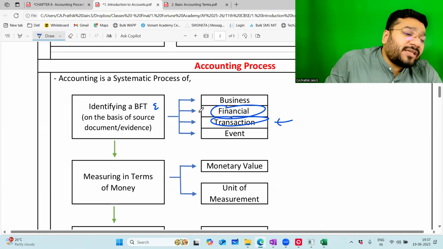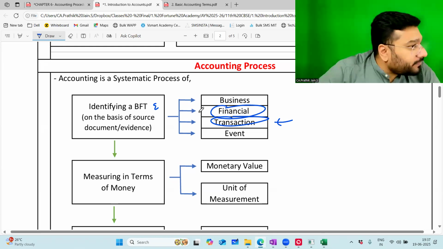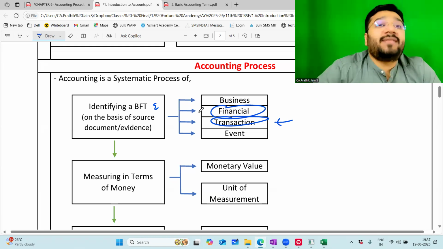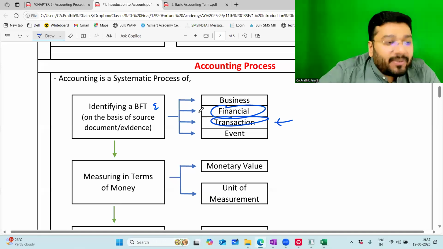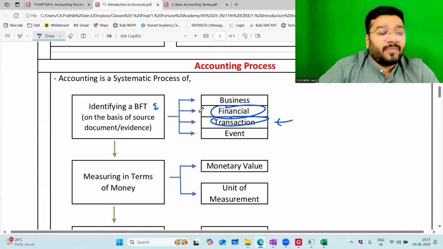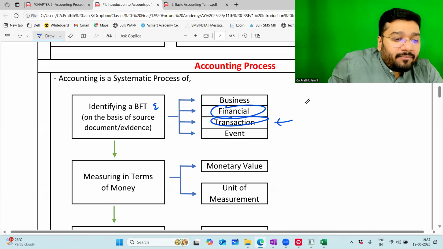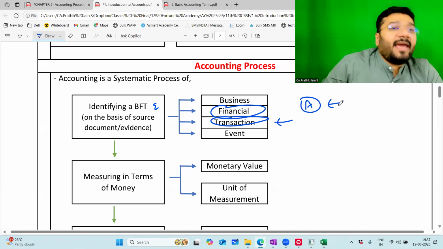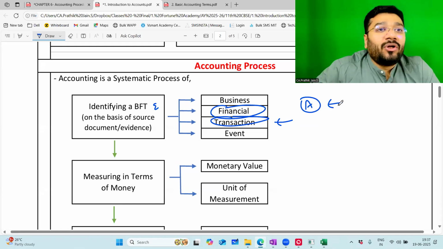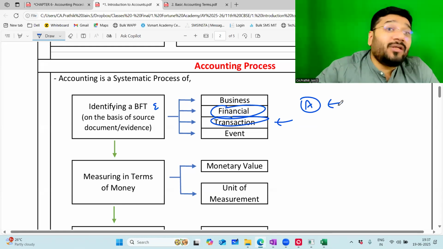Is every transaction recorded in the books of accounts? The answer is no. Only those transactions which have some financial value, some monetary value to them, that alone I'll be recording in the books of accounts. So can I give an example? There is one party by name A. Who is A? A has come to my business to attend an interview for what job?